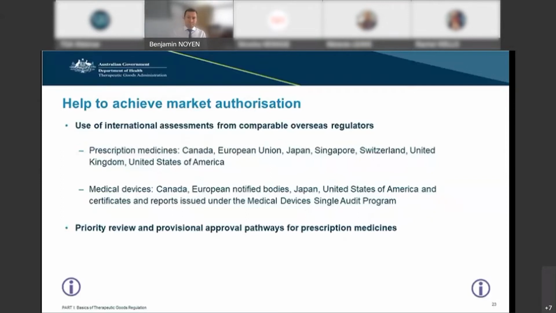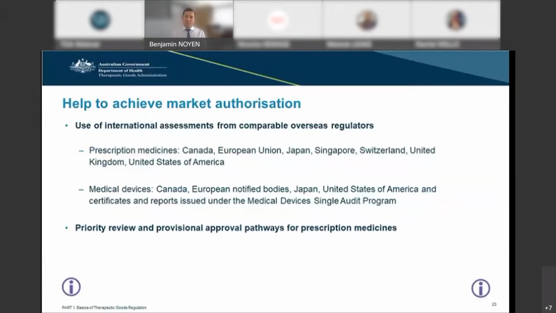Where possible, TGA makes use of assessments from comparable overseas regulators and international assessment bodies in the regulation of medicines and medical devices. This can reduce duplication of effort where an assessment has already been conducted outside of Australia. Criteria and processes differ depending on the type of therapeutic good. And note that TGA is still the decision maker.